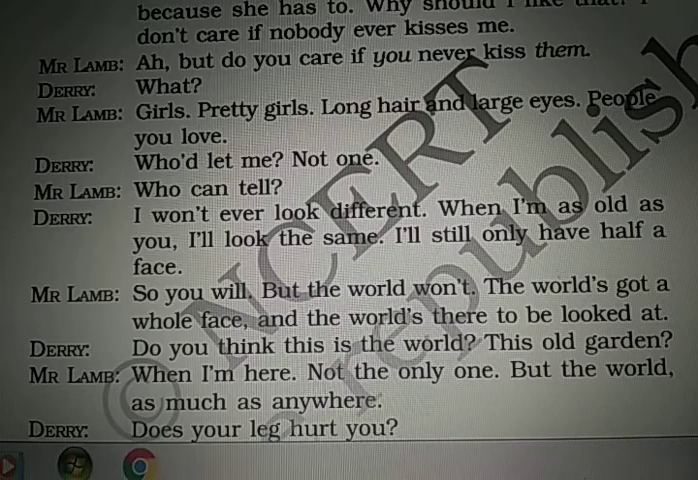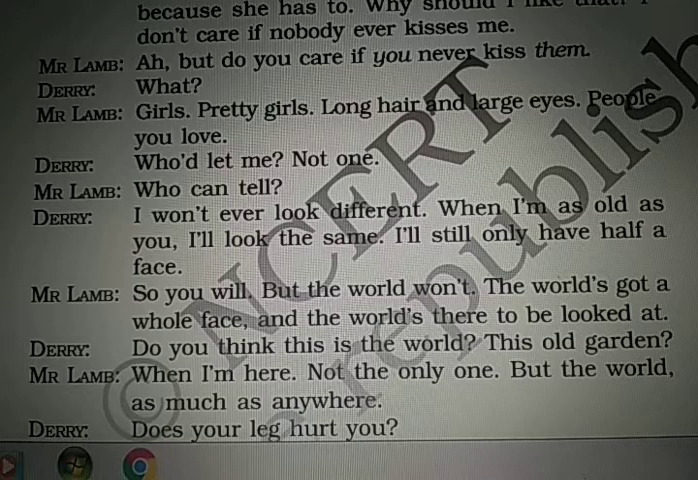There are so many things in the world which are able to be looked at, right? Daddy says, do you think this is the world, the old garden? Do you find the world in this garden only? Mr. Lamb says, when I am here, not the only one, but the world as much as anywhere. When I am here, it is the garden. This is the world, not only the one, but the world. I'm not particular only about my garden. I am talking about the world as much as anywhere.